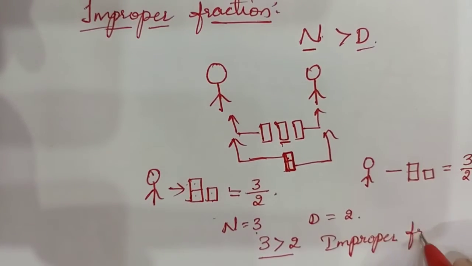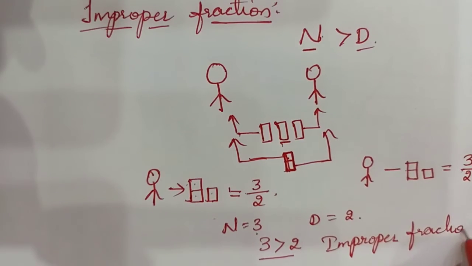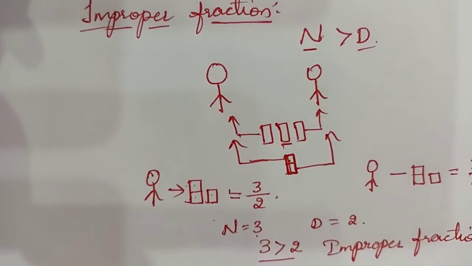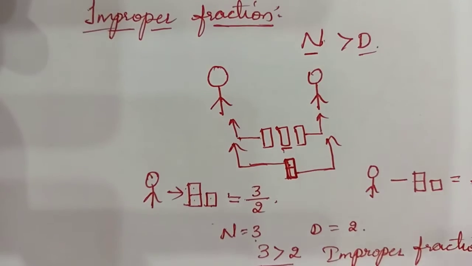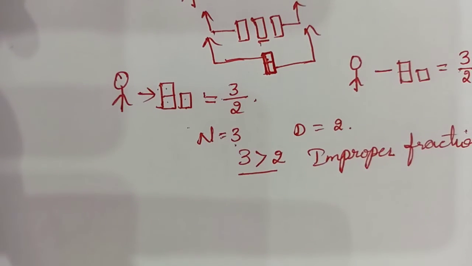So this type of fraction is called an improper fraction. What are these fractions called? Improper fractions, where the numerator is always greater than the denominator.